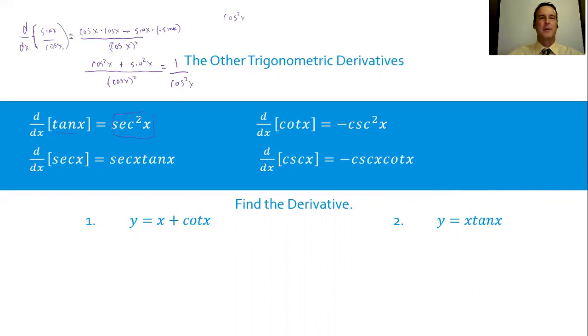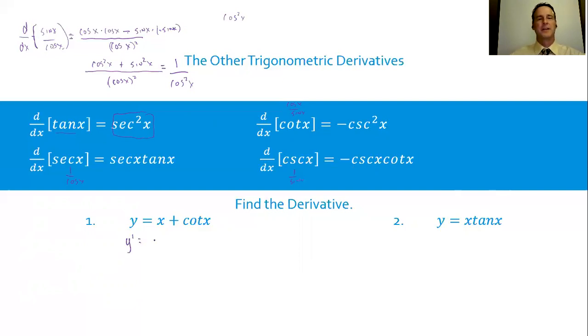And you could do them all that way, okay? Secant is the same as 1 over cosine, quotient rule. Cotangent is cosine x over sine x, quotient rule. Cosecant x is 1 over sine x. Again, use the quotient rule, you could find this. Okay, so that's why they give you these 4 things in this section. All right, so find the derivative, easy.